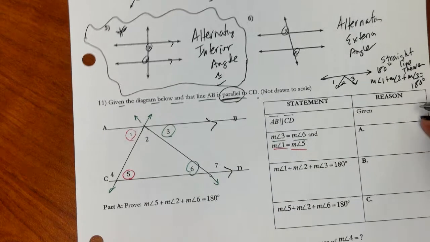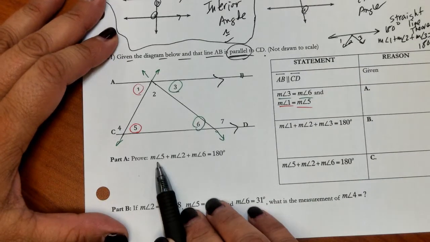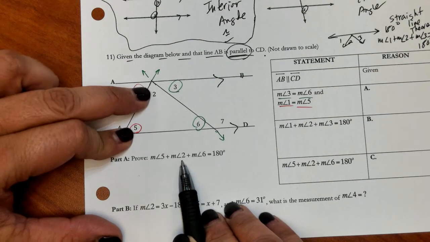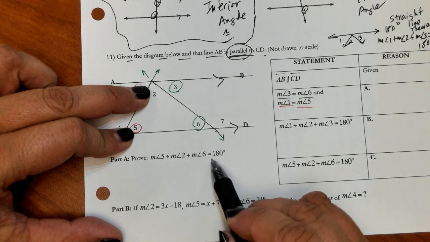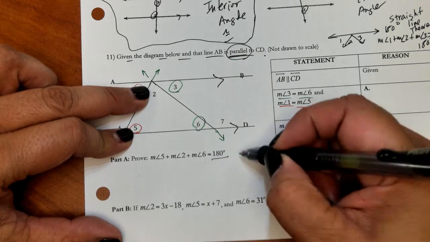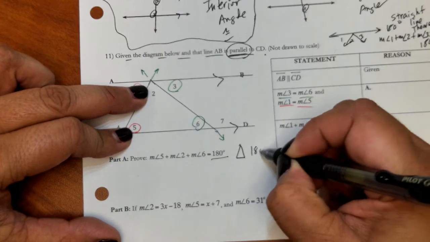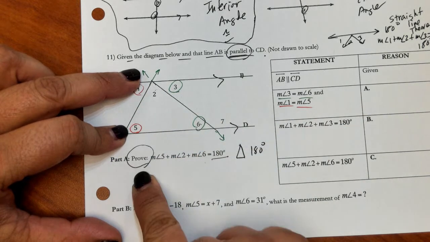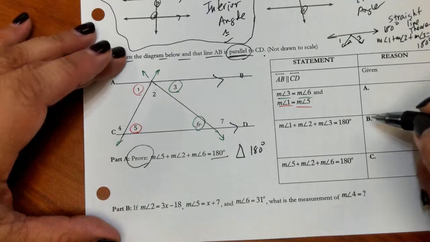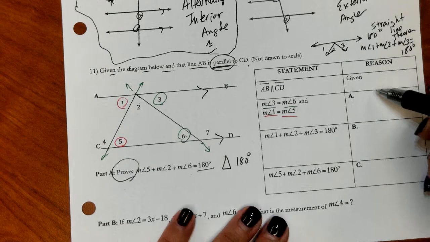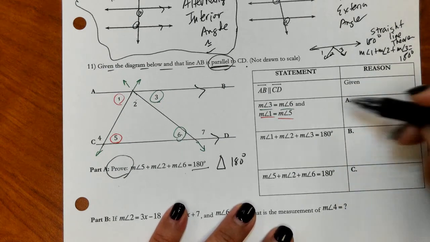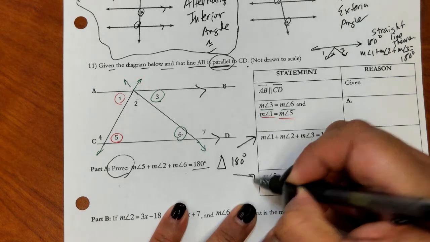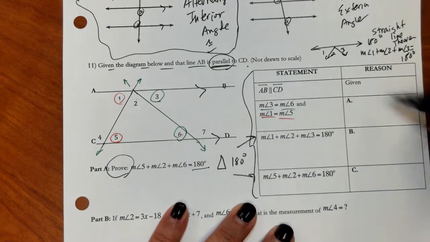So let's start with the assignment. It says prove that the measure of angle 5, 2, and 6 all make 180. And you all know already a triangle makes 180 degrees. Okay? Well, what's different is they want you to prove it. So if you walk over here, let's start with this proof. That's what this proof is. Okay? This whole enchilada right here.